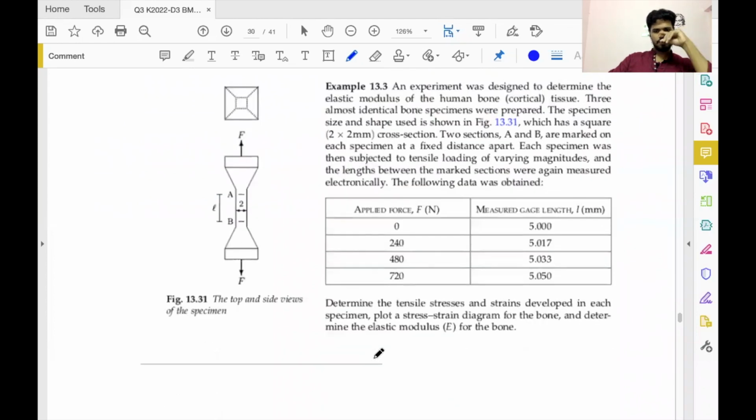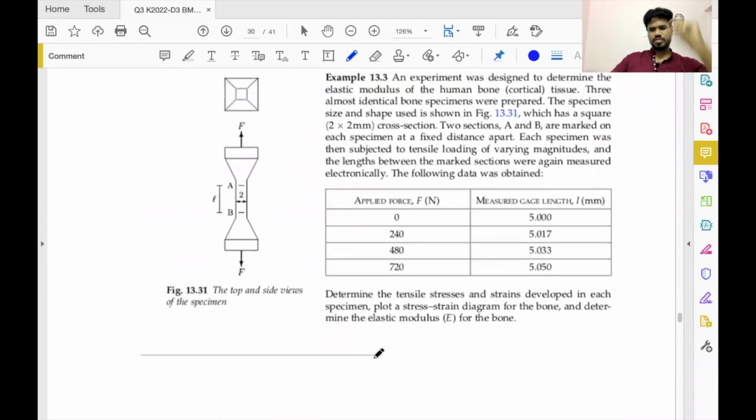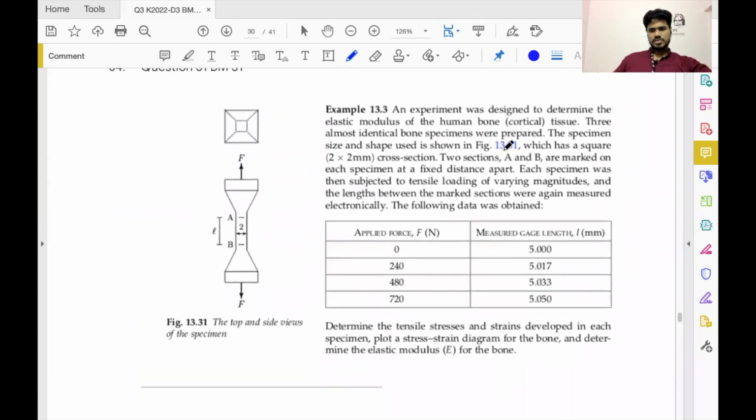Now it's the same problem. They ask you to do a couple of things. The experiment is to test cortical tissue, 3 almost identical bone specimens, with square cross section. The cross section area is given. 2 sections marked A and B are at a fixed distance apart. Before applying the force, we know the length. After applying a force, we know the length.